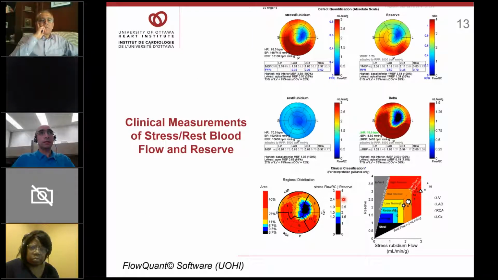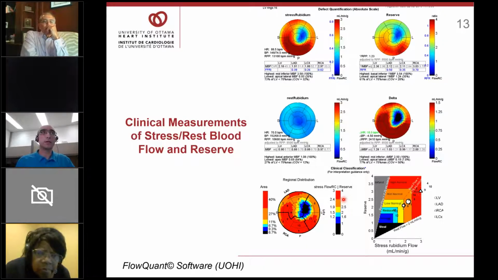At the University of Ottawa Heart Institute, rubidium PET perfusion scans are performed on a regular basis. Our group has also developed a software called FlowQuant, an approved program for clinical measurement of myocardial flow rates. This is an output sample that shows rest and stress polar maps and the ratio between the two, which indicates MFR values in different LV segments.